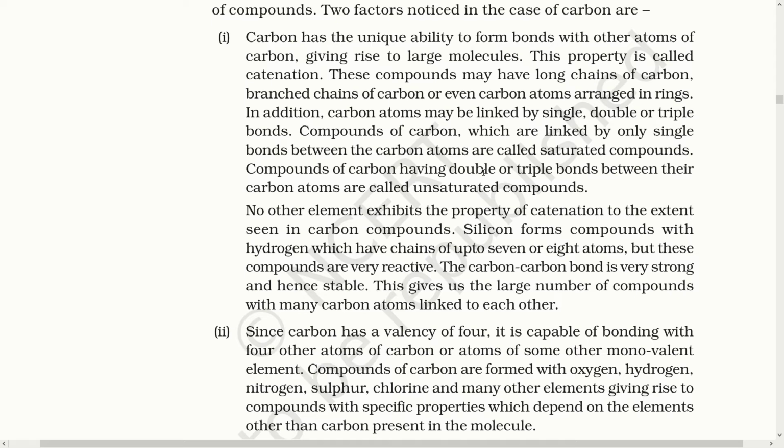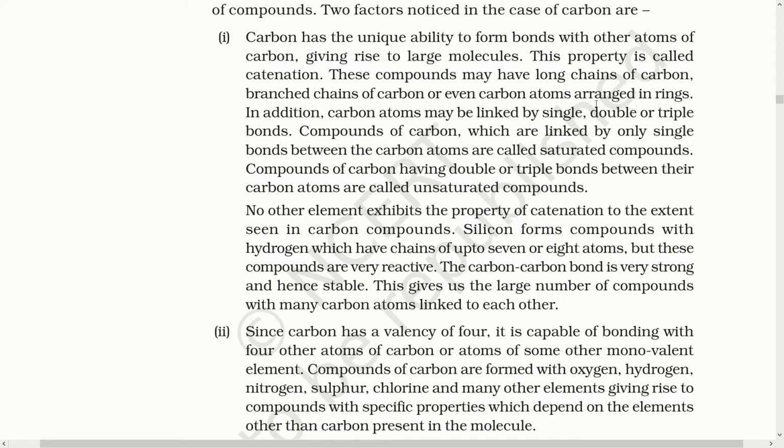Compounds of carbon which are linked by only single bonds between the carbon atoms are called saturated compounds. Compounds of carbon having double or triple bonds between their carbon atoms are called unsaturated compounds. So in the first paragraph, we saw the tendency of carbon forming covalent bonds. Also, the ways in which it can form.